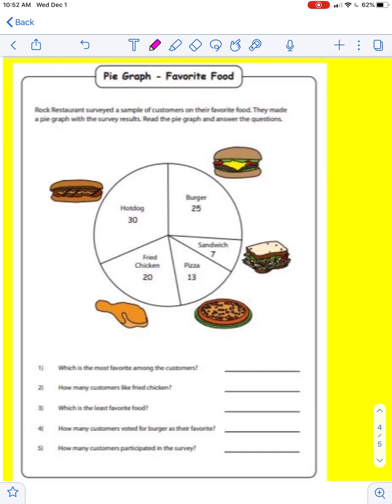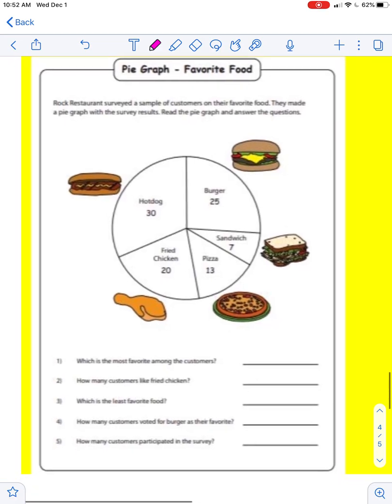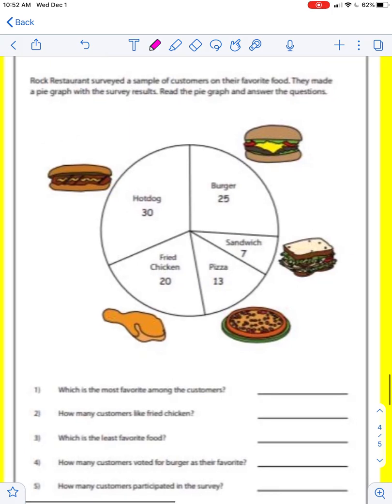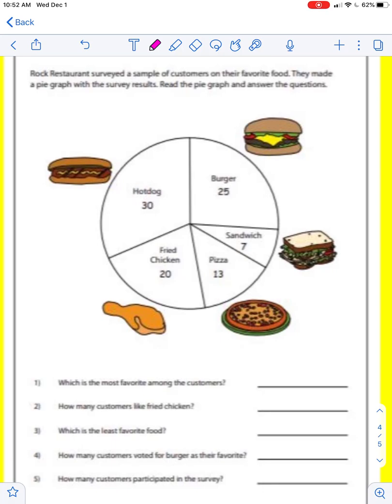The next thing we are going to talk about are pie graphs. So looking at pie graphs, we are going to answer these 5 questions down at the bottom, and then we will go over those. So go ahead and pause that while you do that.